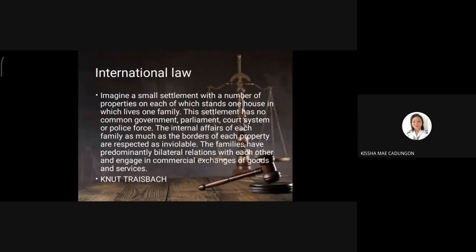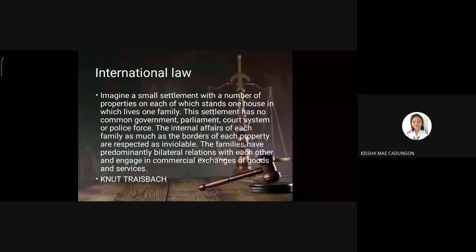Based on the reading, it gives an example or situation to better understand international law. Imagine a small settlement with a number of properties, on each of which stands one house in which lives one family. In Bisaya, the state represents a family. This settlement has no common government, parliament, court system, or police force.